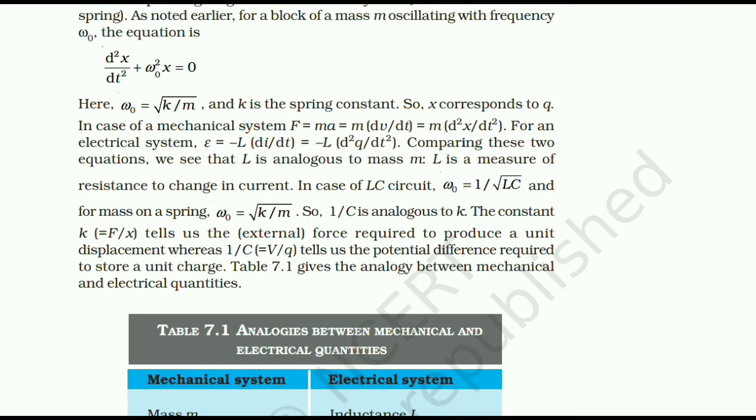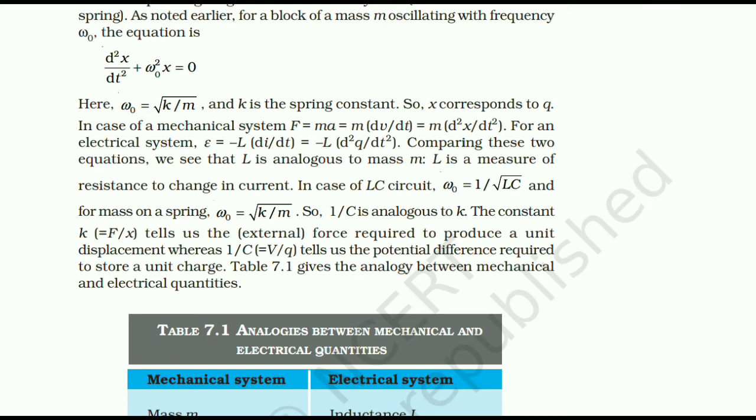In case of a mechanical system, F is equal to ma is equal to m dv upon dt is equal to m d square x upon dt square. For an electrical system, E is equal to minus L di upon dt, which is equal to minus L d square q upon dt square. Comparing these two equations, we see that L is analogous to mass m, and L is the measure of resistance to change in the circuit.